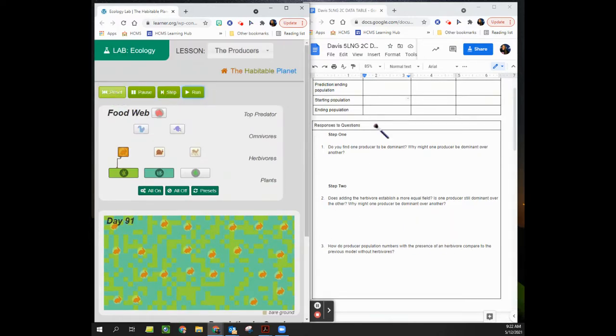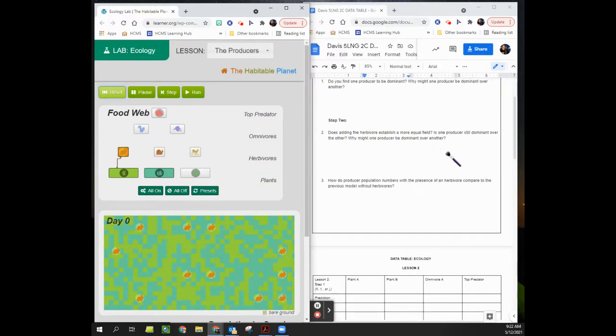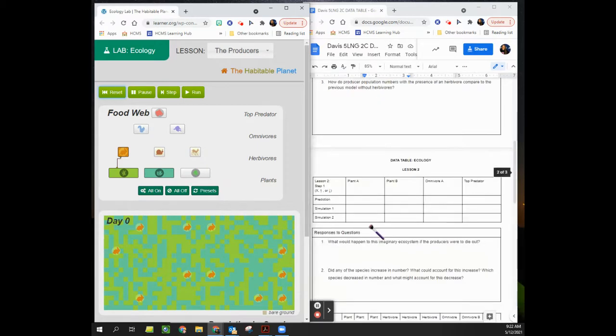Okay. So answering these questions in complete sentences. How do producer population numbers with the presence of an herbivore? So basically by putting an herbivore in, how does that compare to the previous model with no herbivores? Then you're going to be looking at it again by following the next steps. You're actually going to put in plant A, plant B, omnivore, and a top predator.